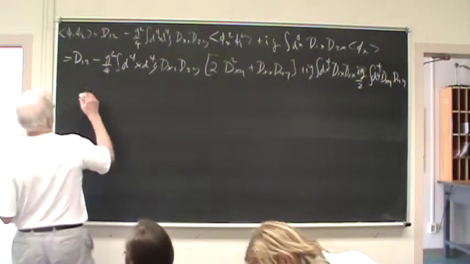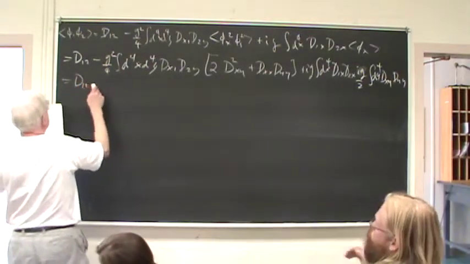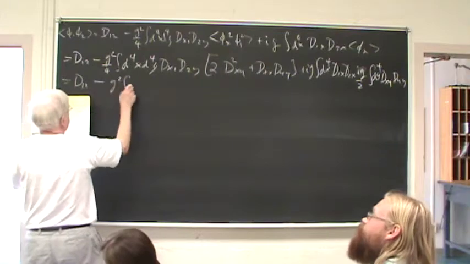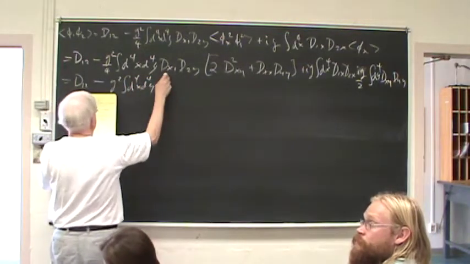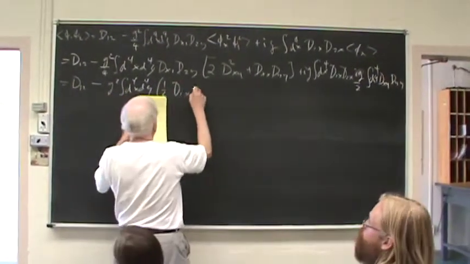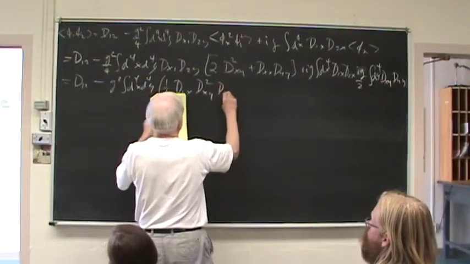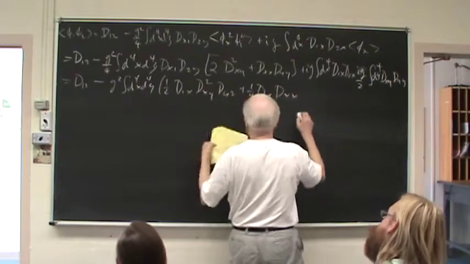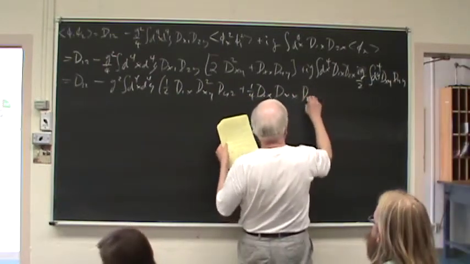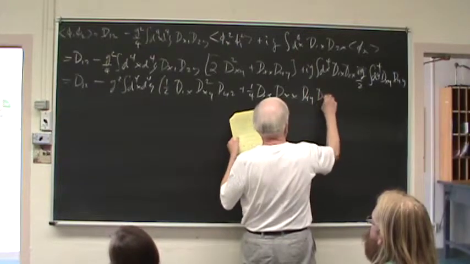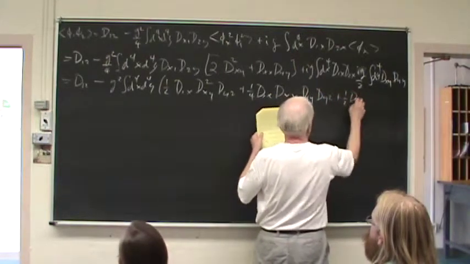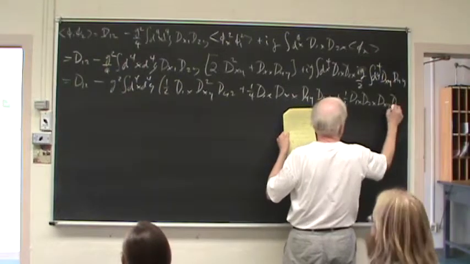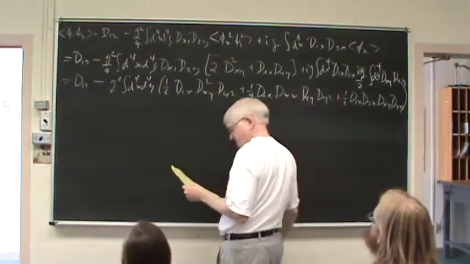All right, so the final expression, d12, that's the free field version, minus g squared integral d fourth x d fourth y, a half d1x dxy squared dy2 plus a quarter d1x dxx dyyy dy2 plus a half d1x d2x dxy dyyy. Okay, so that's the end of it.